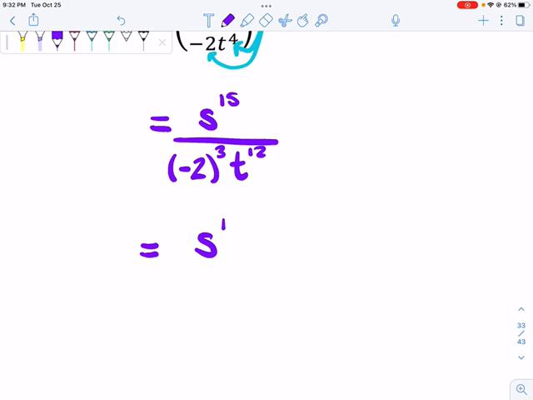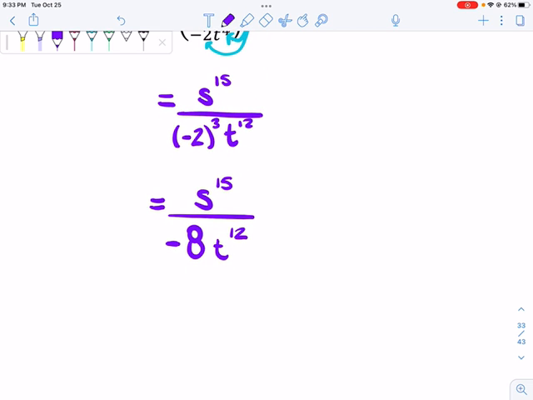Although the s to the power of 15 and the t to the power of 12 are ready to go, we can actually go ahead and evaluate negative 2 to the power of 3. Because we know negative 2 times negative 2 is positive 4. Positive 4 times negative 2 is going to give me negative 8. So I'm going to end up with a negative 8 in my denominator. Now this here is my final answer.